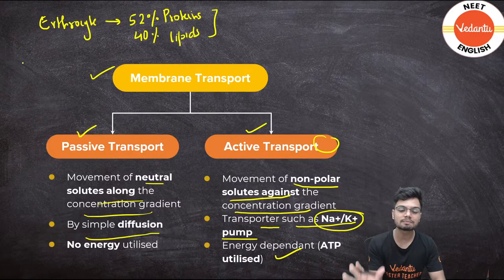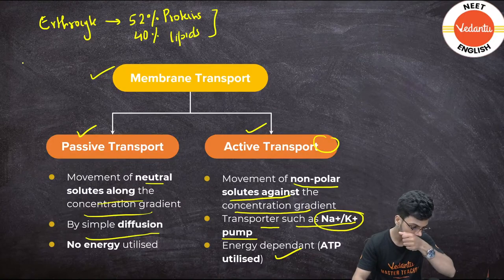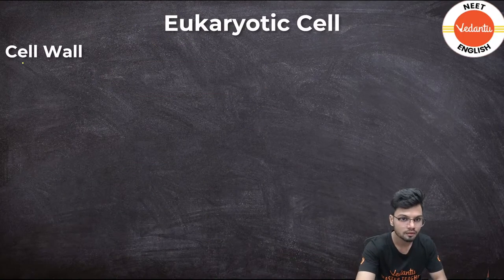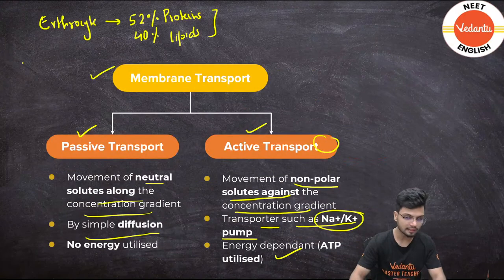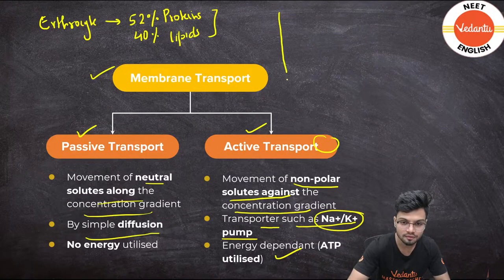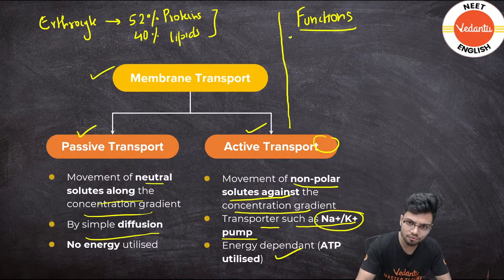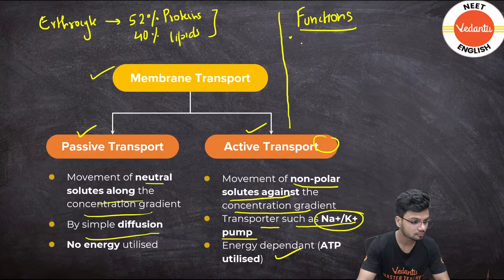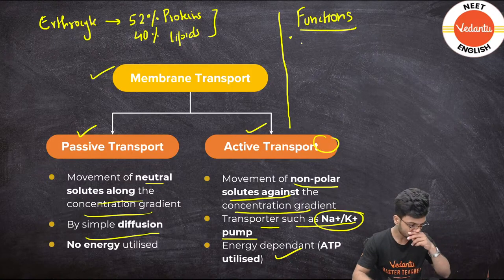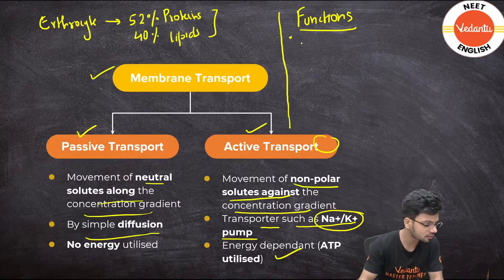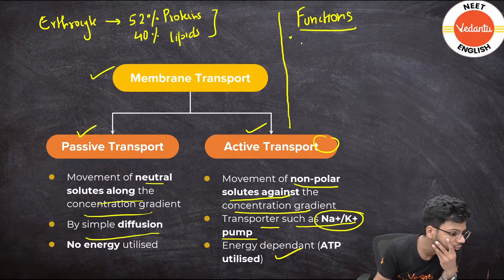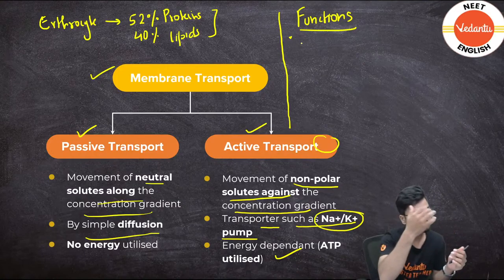And this entire plasma membrane is selectively permeable. Plasma membrane is selectively permeable. Clear? Any doubt here? Can I write down the other functions of your plasma membrane also? No reply means you have a doubt. Any doubt here? Look at the chat. Ask me right now.